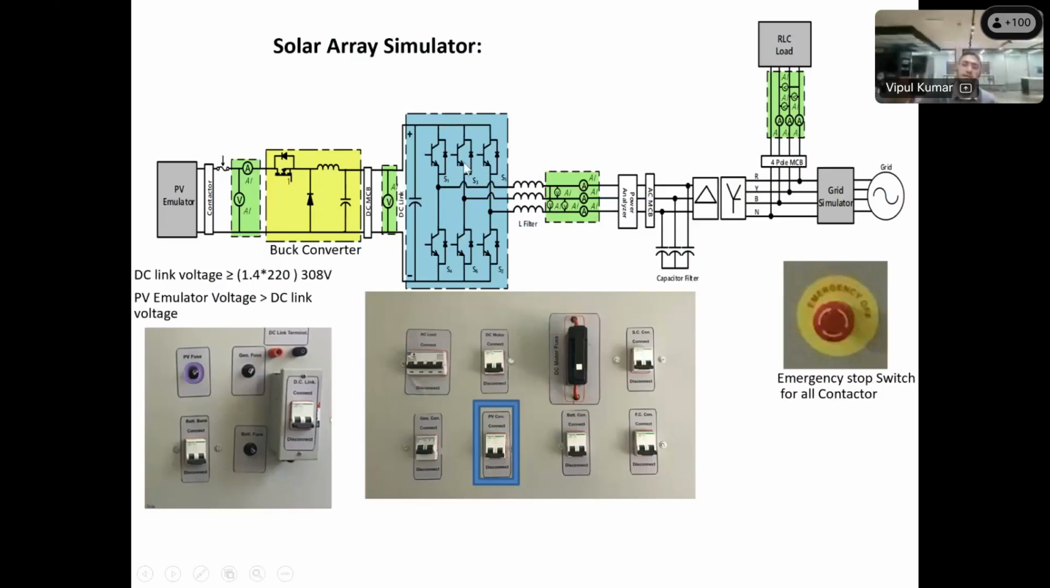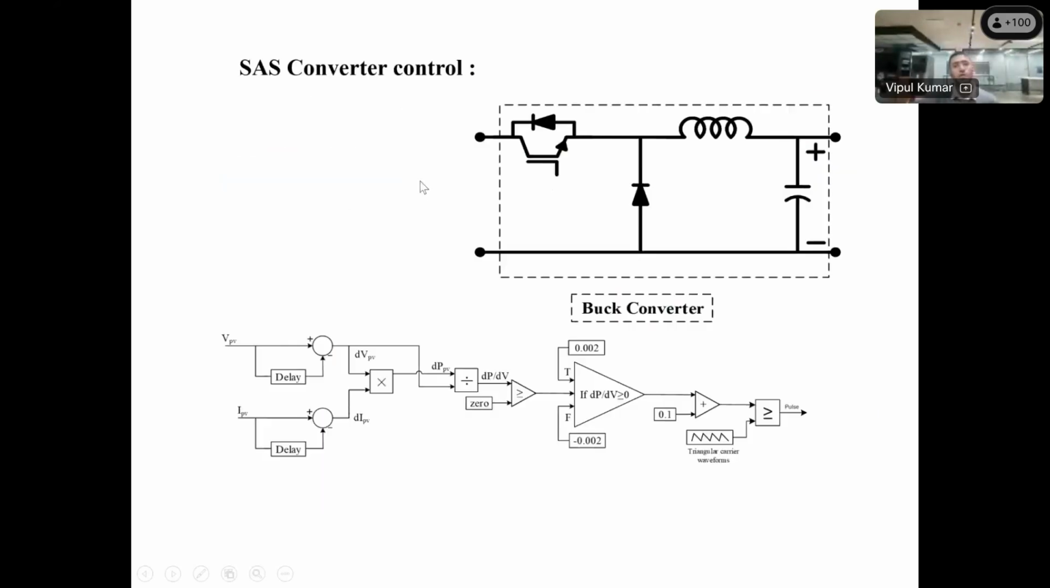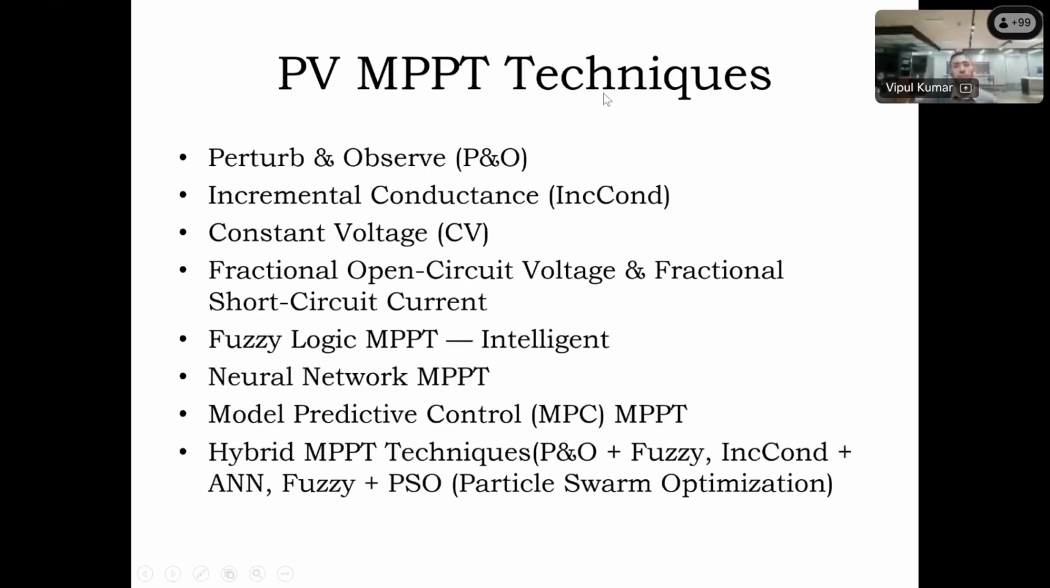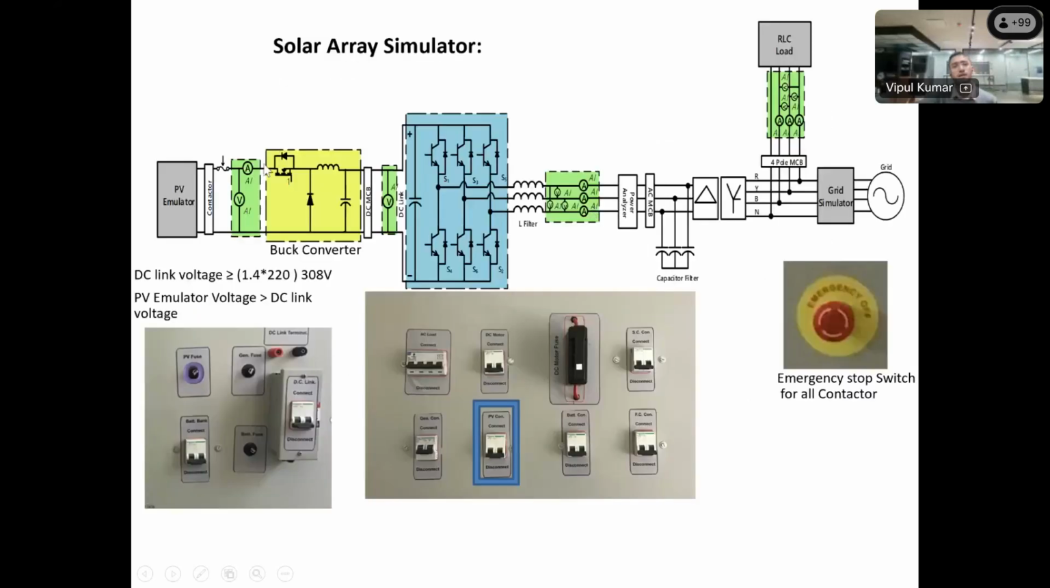Okay, so this is the circuit diagram of the solar array simulator, and how we are going to control the buck converter. There is a program with VMPP and IMPP. We are measuring the voltage here. After that comes the perturb and observe P&O algorithm, the P&O MPPT control algorithm, to control that buck converter. So these are the different control techniques to control the PV converter. By PV converter I mean the converter after the solar array simulator.